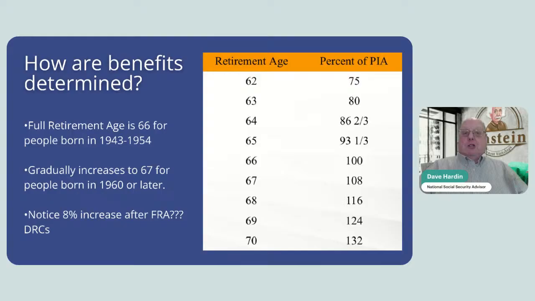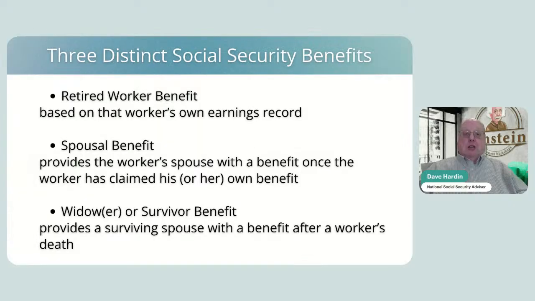Now, I want you to pay attention to this. The difference between taking it at 70 and getting 132% and taking it at 62 and getting 75% is 177% more. It's like getting your full age retirement benefit and a 62-age benefit at once. It's massive. It cannot be underestimated how big it is and why it's so important to pay attention to that.